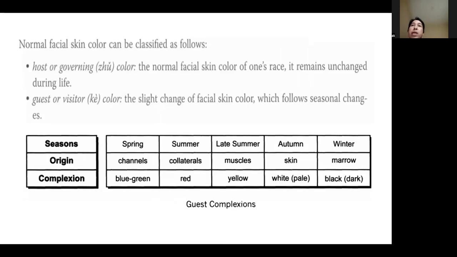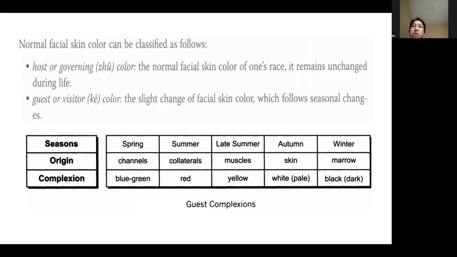Normal facial color can be classified as follows. Host or governing color: the normal facial skin color of one's race, which remains unchanged during life. Guest or visitor color: the slight change of facial skin color which follows seasonal changes.